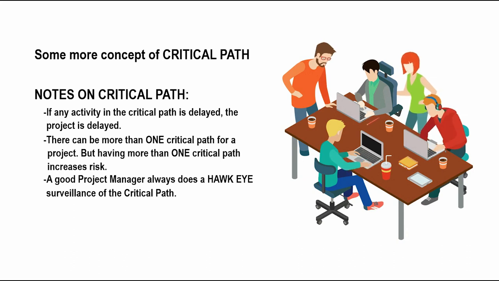The second is, there can be more than one critical path for a project, but having more than one critical path increases risk. It is a common misconception, and sometimes a question asks whether it's possible for a project to have more than one CP, and the answer is yes. But if you have more than one critical path, it increases the risk of the project because the PMO has to manage 2 or 3 CPs. So, it is not advisable to have more than one CP in a project.